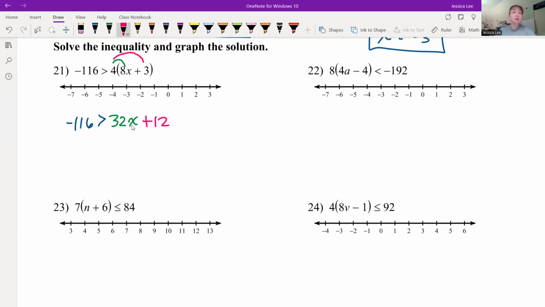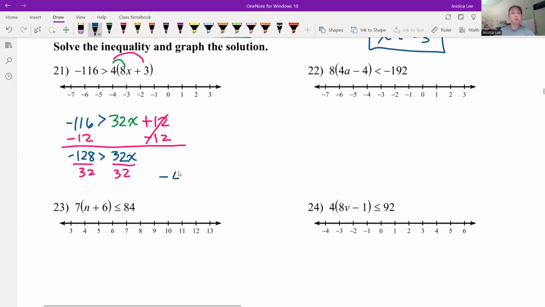So we're doing the exact same thing as we've done before with an equation. The x is on the right, so we're going to get rid of the adding and subtracting stuff. We're going to subtract 12 on both sides, and we have negative 128 is greater than 32x. We get rid of 32 by dividing by 32, and we get negative 4 is greater than x.